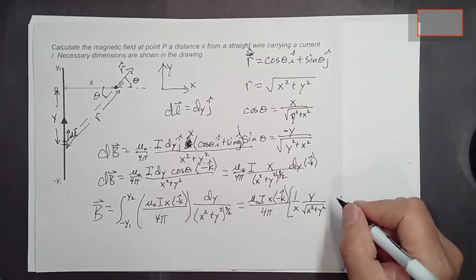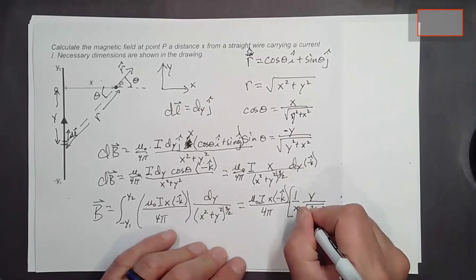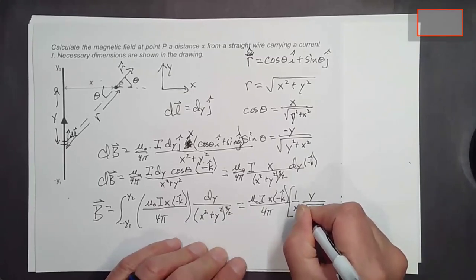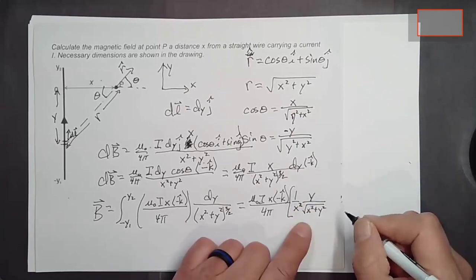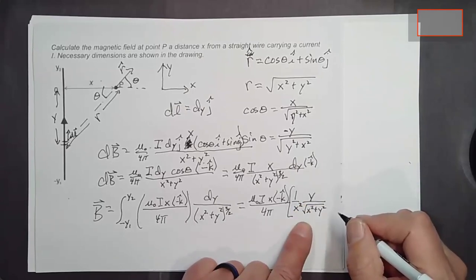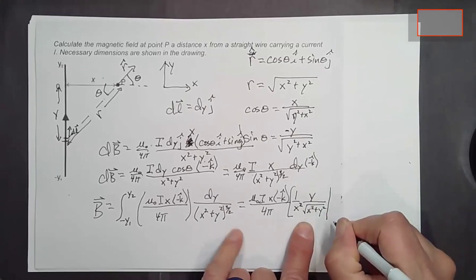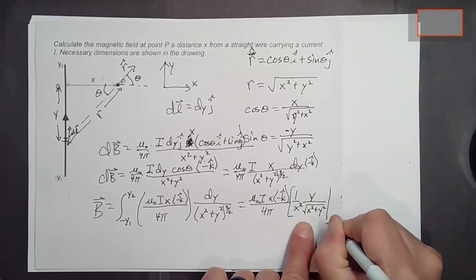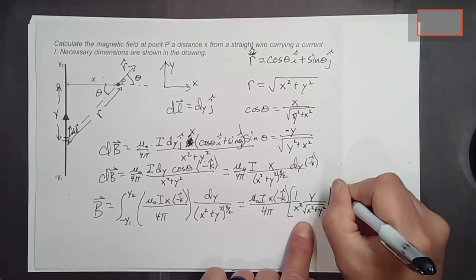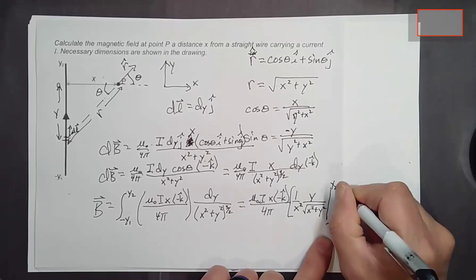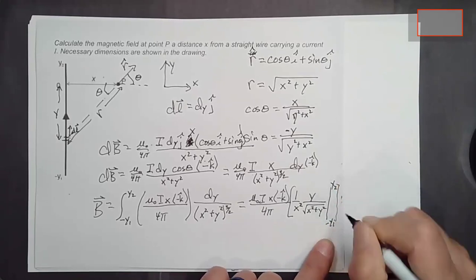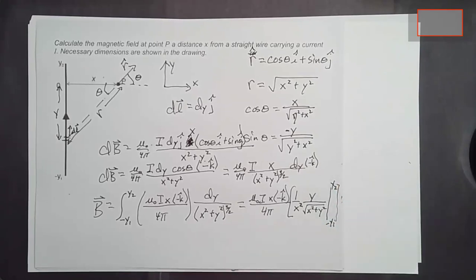Let me make sure I've copied that correctly. Whoops, it's supposed to be x squared here, is what we've got. And then we would be evaluating that at minus y1 and at y2. I think. Now, let me make sure I translated that correctly.